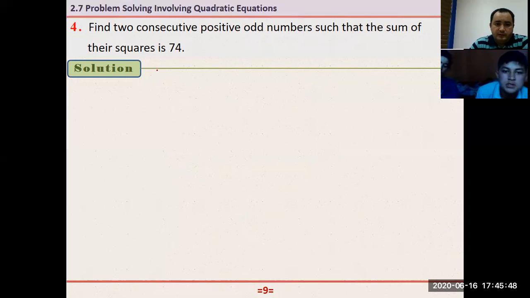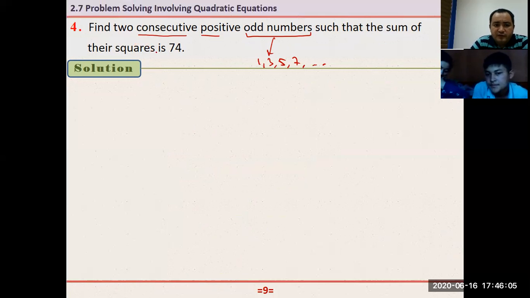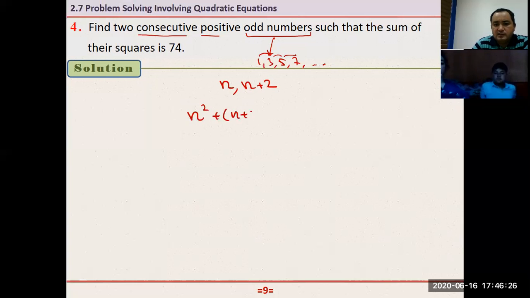Two consecutive positive odd numbers. Here it says odd numbers, right? When we say odd numbers, we're talking about 1, 3, 5, 7, or we can say n plus 2, right? Such that the sum of their squares is 74. So if the first number is n, the second number should be n plus 2, because the difference here is 2, right? So it is n squared plus (n plus 2) squared is equal to 74.